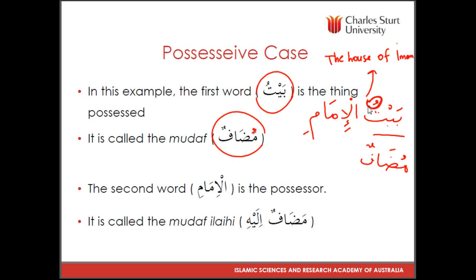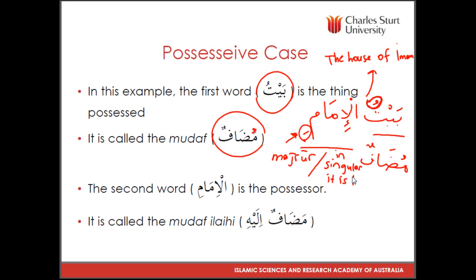The possessor always follows a certain rule. It has to be in the genitive case. It has to be majroor all the time. When we say majroor, we mean in a singular form. Because Imam is just one, the ending for a noun in the singular is with kesra.